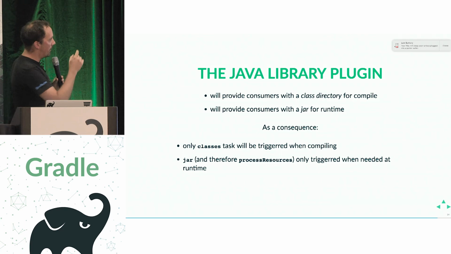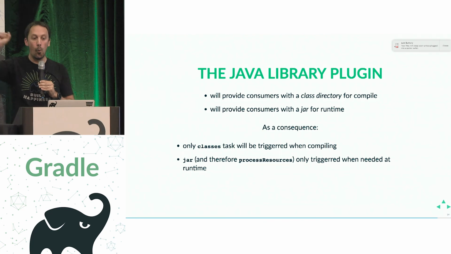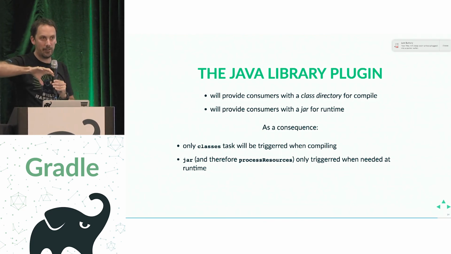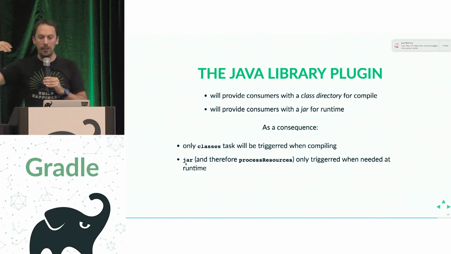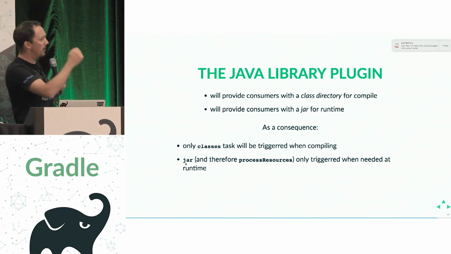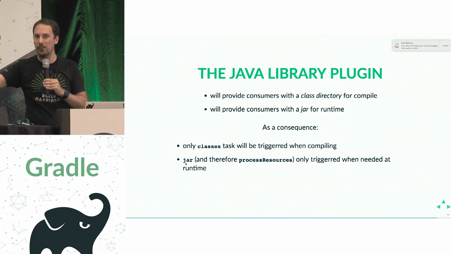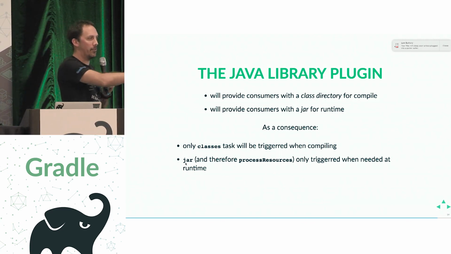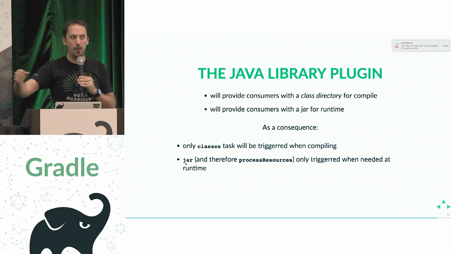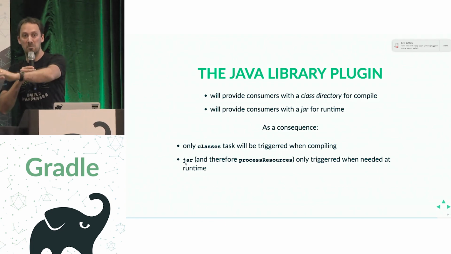But what it means in practice is that if you use the Java library plugin and compile against a project, when it's going to give you the classes, it's only going to trigger the classes task and not the jar one, because the jar is only required at runtime. And you might think, okay, he's saying I don't need the jar, but I know that in practice I'm going to need it because I'm going to run the tests in the end. Well, not necessarily. It can provide the class directory and resources directory.